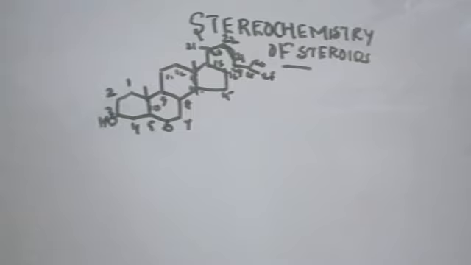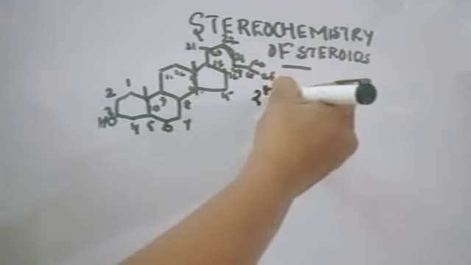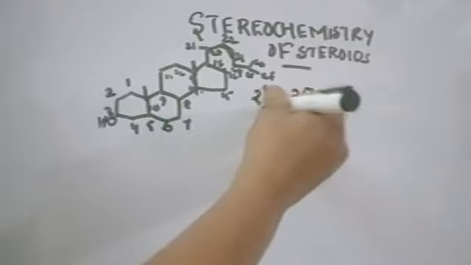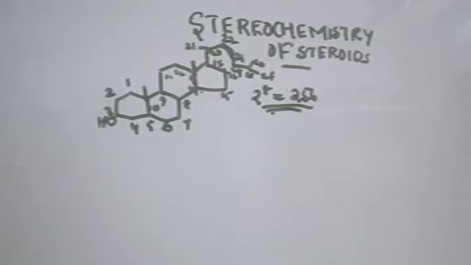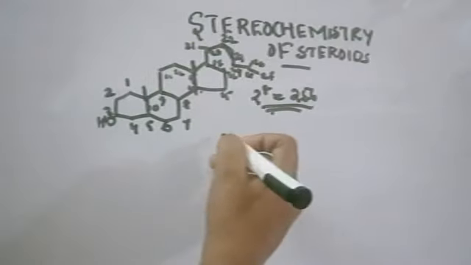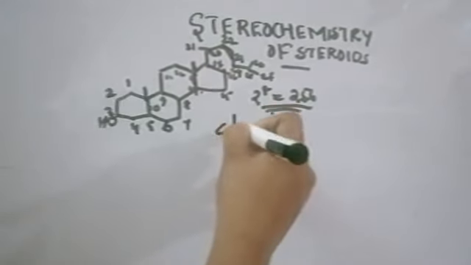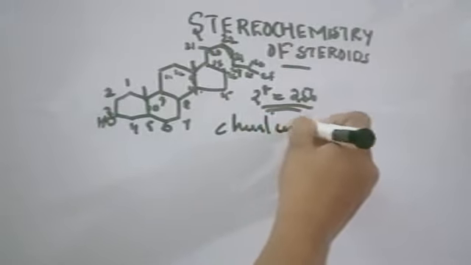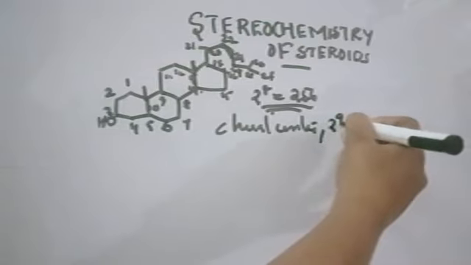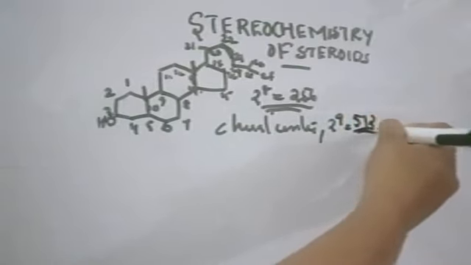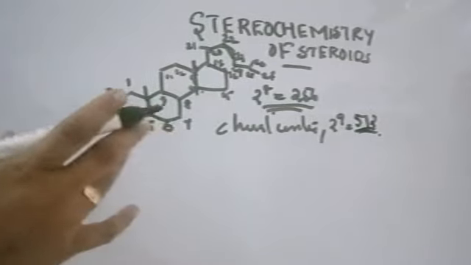Since this type of sterol contains a hydroxyl group also, 2 raised to 8, which is equal to 256, optical isomers are possible for this structure. And if we consider all the chiral centers along with the 20th carbon, then 2 raised to 9, which is equal to 512, will be the number of optical isomers possible for this kind of structure.